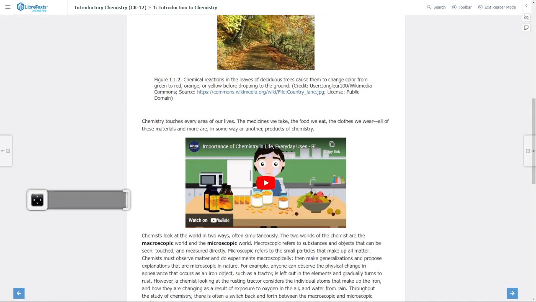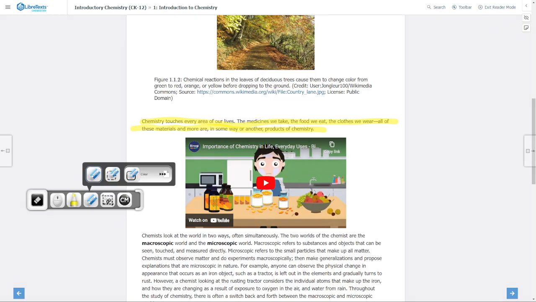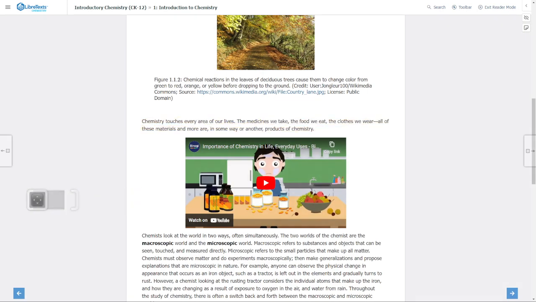So right here as well, I really like this. Chemistry touches every area of our lives, the medicines we take, the food we eat, the clothes we wear. All of these materials and more are in some way or another products of chemistry. I mean, everything is made up of matter.